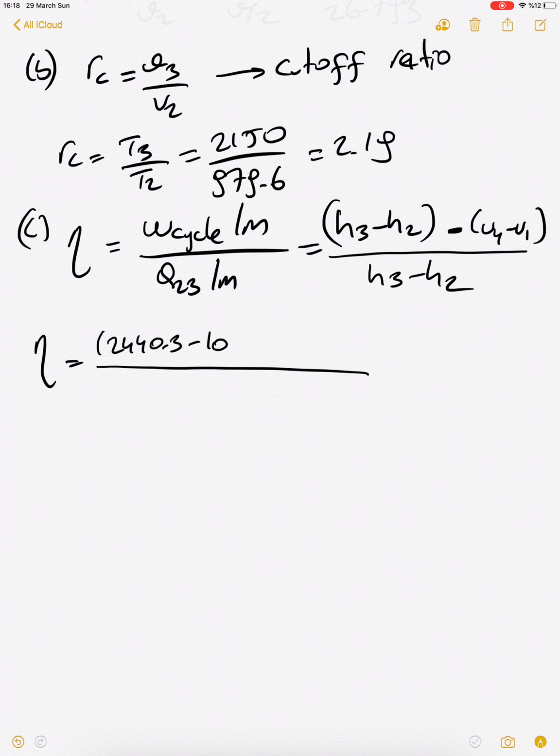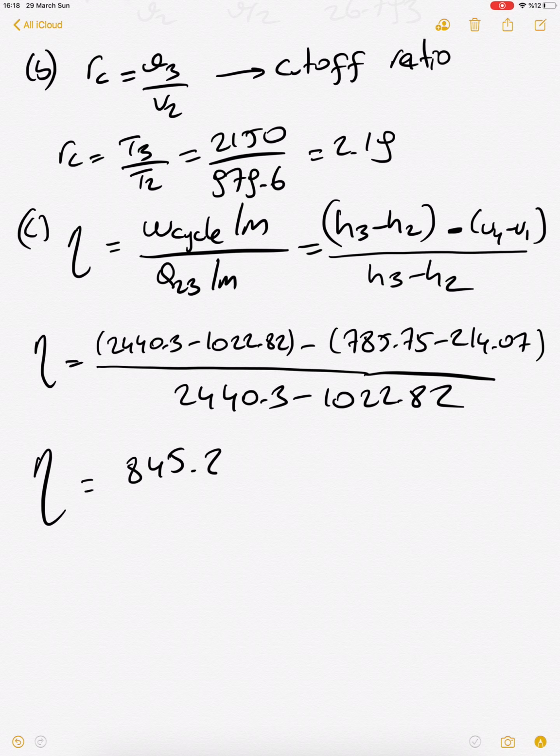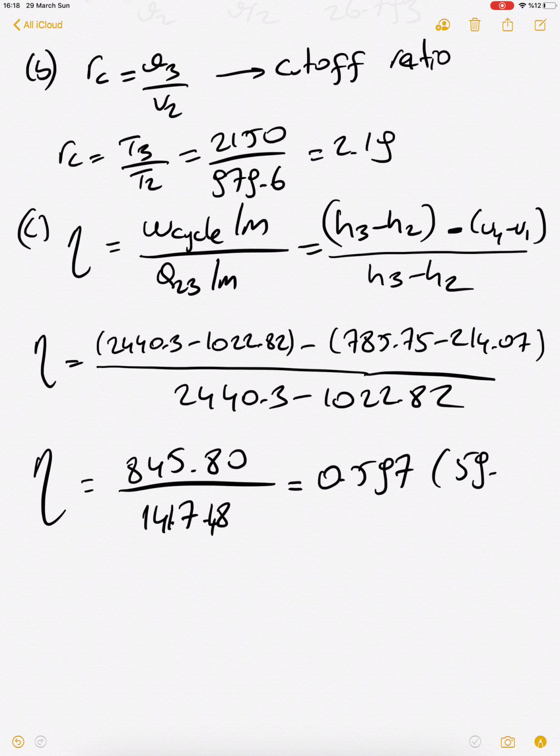So that's going to be equal to 2443 minus 1022.82 minus 785.75 minus 214.07, divided by 2443 minus 1022.82. This efficiency is going to be larger than the efficiency of the Otto cycle, which is 0.597. This is typical of diesel engines, where they have higher efficiency.